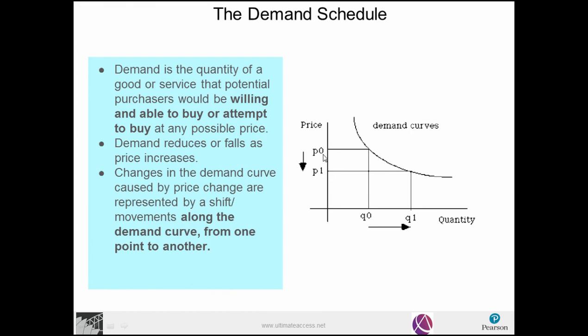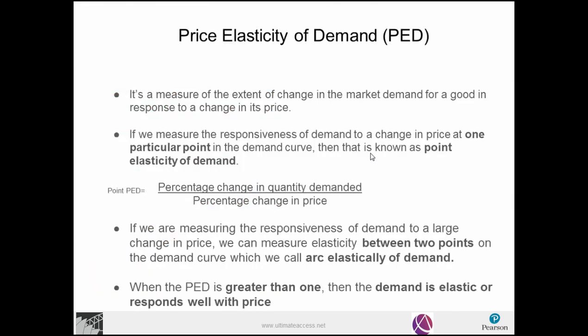Now, what this actually means is, I want us to look at this graph here. You realize that at P0, we're demanding quantity Q0. But as we reduce our price to P1, we actually demand more. You realize Q1 is more than Q0. The price change is represented by the shift along the curve. So at P0 we are demanding Q0, but as the price goes down, we demand more. So you can see that movement along the demand curve.